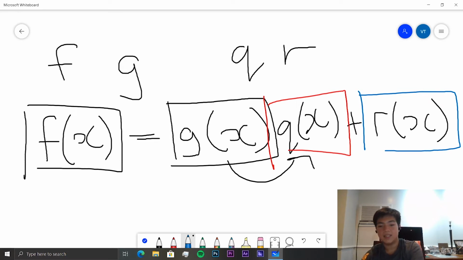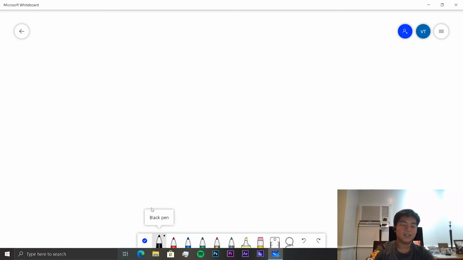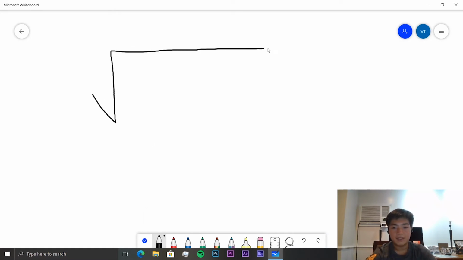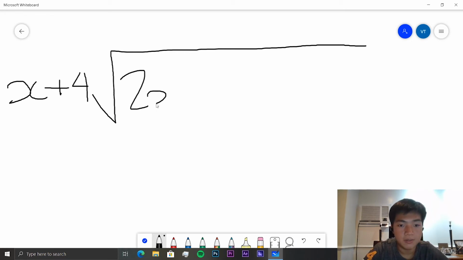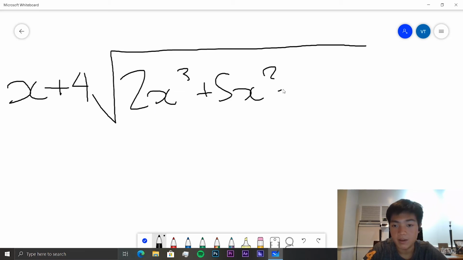And so let's get into some questions. I guess there is one other thing I must say, and it's that you need to be able to do polynomial long division, and let's look at some questions regarding that. So we want to divide 2x cubed plus 5x squared minus 11x plus 4 by x plus 4.